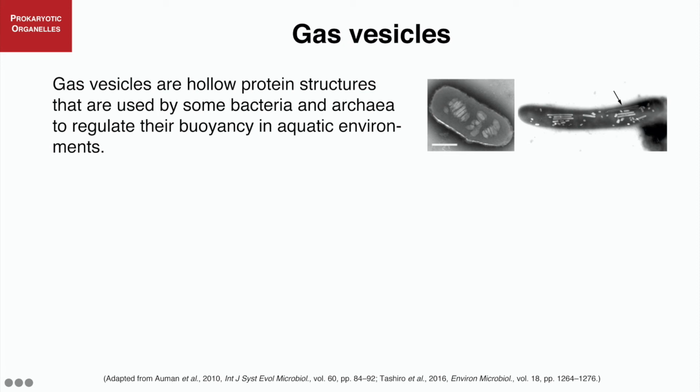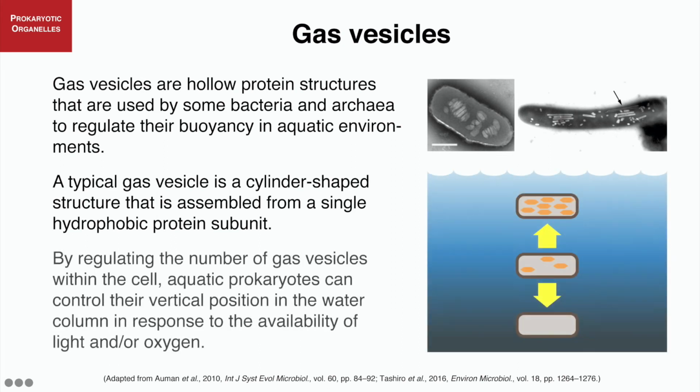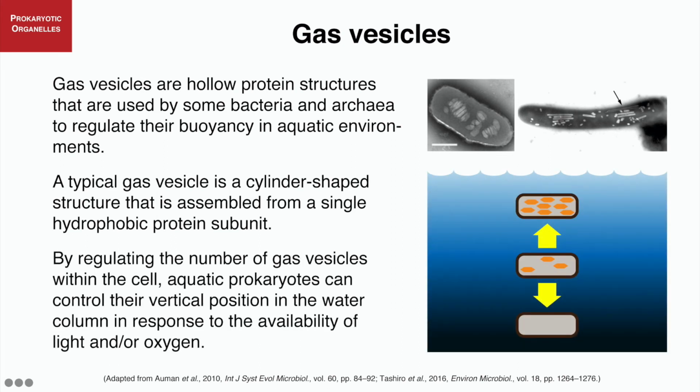Gas vesicles are hollow protein structures that are used by some bacteria and archaea to regulate their buoyancy in aquatic environments. A typical gas vesicle is a cylinder-shaped structure that is assembled from a single hydrophobic protein subunit. By regulating the number of gas vesicles within the cell, aquatic prokaryotes can control their vertical position in the water column in response to the availability of light and/or oxygen.